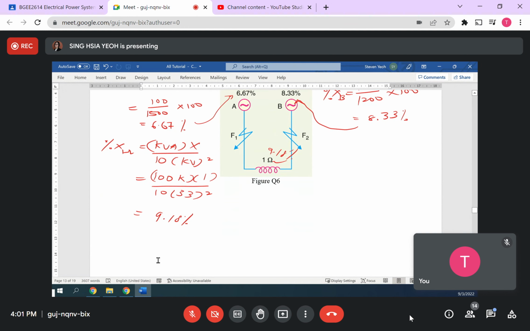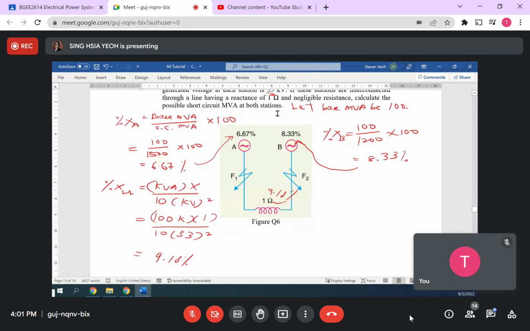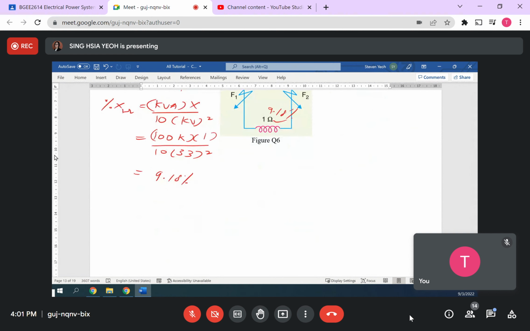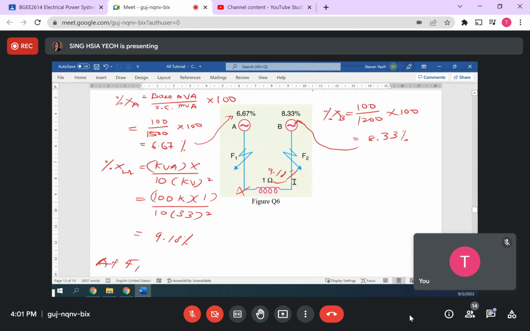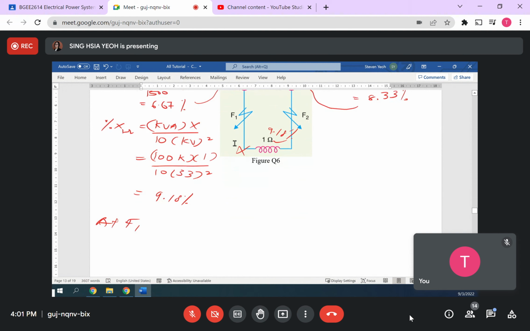Okay, then you already have all the percentages for all the components, 3 components only. Then you can start to do. If you're at F1, it means at this point. Series here, right? Then parallel with this side. So you have 8.33 plus 9.18. Then parallel with 6.67. Understand?